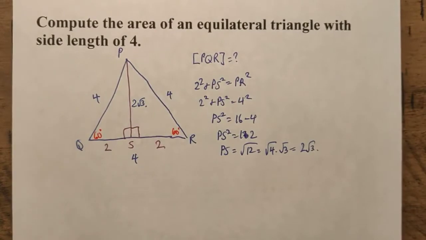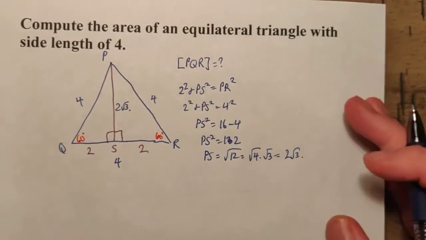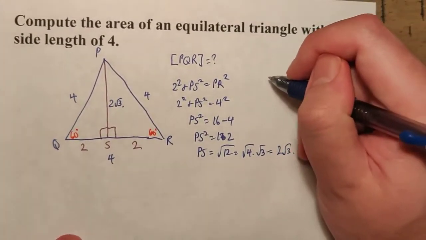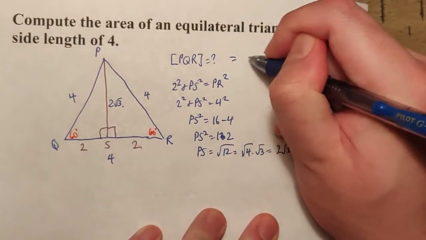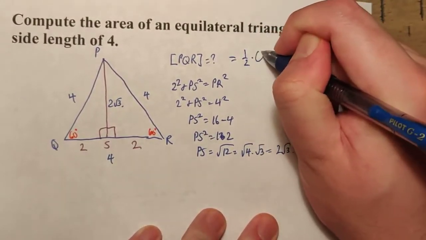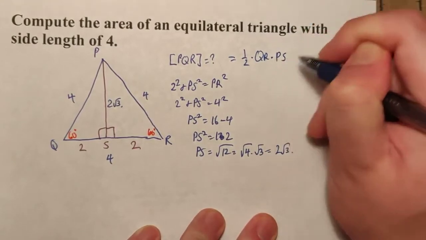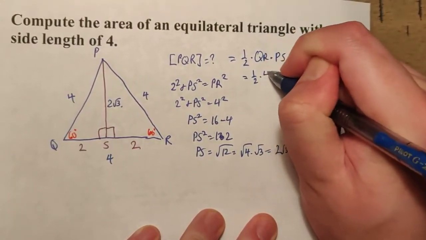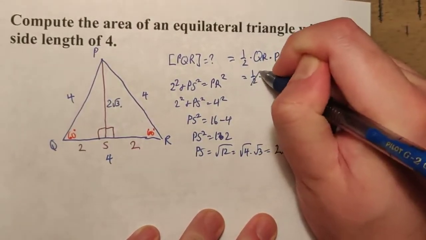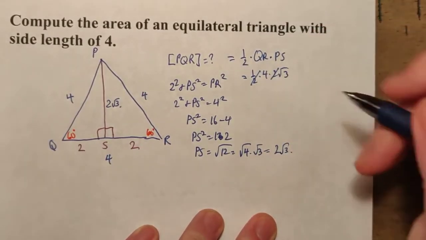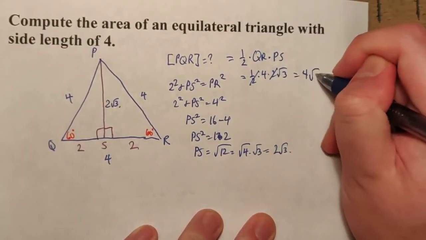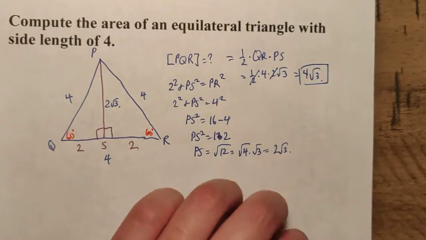Okay? So now, as a result here, ladies and gentlemen, we can do the same idea. We can set this up here, and therefore say that the area is going to be 1/2 times the base, which is QR, times the height, which is PS. So it's just 1/2 times 4 times 2 radical 3 here. The 2 drops out with the 1/2 here, leaving a 1, and we're left with 4 radical 3 as the area of the triangle here.